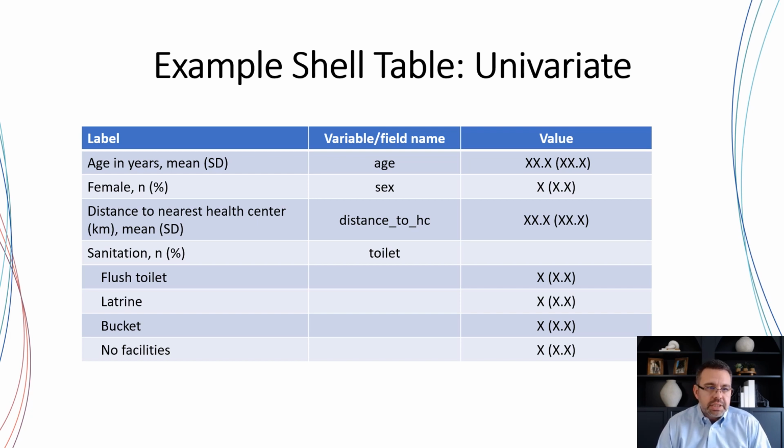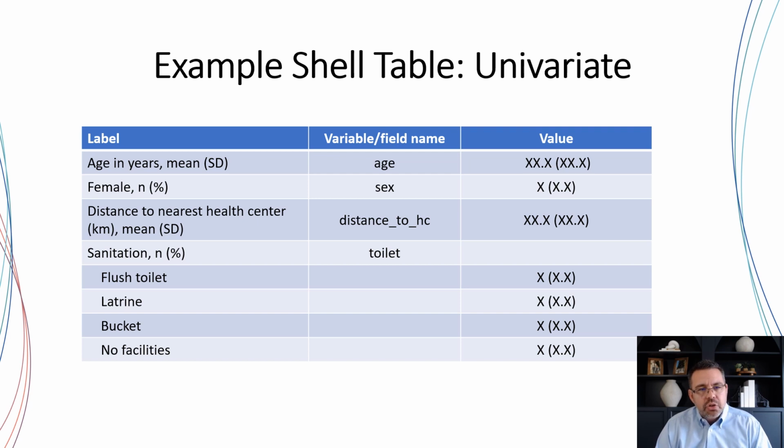So here's our first example. This is an example shell table if we want to present univariate statistics for some given set of variables. And this is, of course, our most simple example. Here I'm showing you how you could lay out your shell table for a table 1. Let's say you didn't want to compare any 2 groups, but we just wanted to report the demographic and clinical characteristics of our study or our patient population.